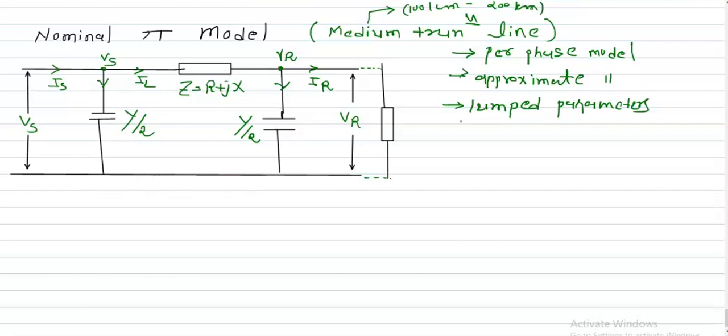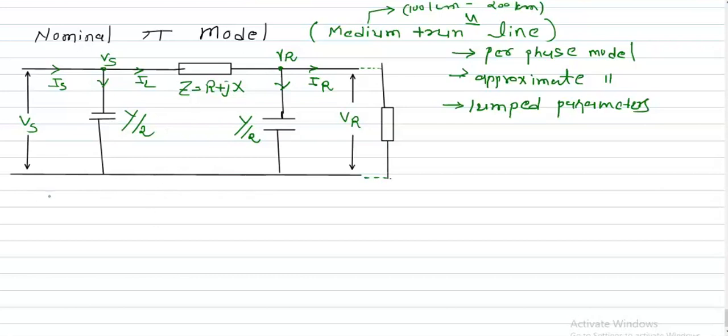And what is the difference between T model and pi model? In a T model, you can see the Z is actually divided into Z by 2, Z by 2. Here you can say the admittance is divided at the sending end side and the receiving end side, right? So the capacity effect is considered at the sending end side and the receiving end side. Whereas in the previous model, the capacity effect is considered at the midpoint of the transmission line, where the admittance is considered here at the midpoint, while the impedance and the admittance are divided at the sending and the receiving side, right?